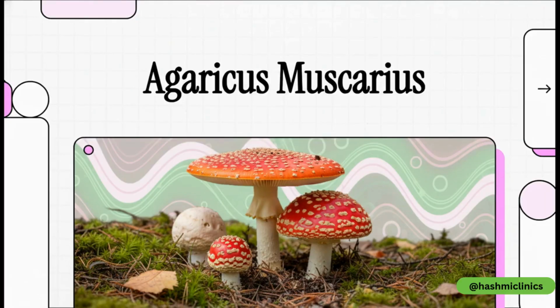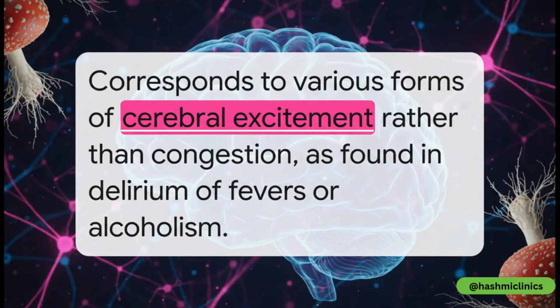Welcome! Today we are going to do a deep dive into Agaricus Muscarius. It's derived from the Amanita fungus, the Fly Agaric, and honestly, it presents one of the most fascinating and distinct neurological pictures in our entire Materia Medica. So let's start with the absolute central essence of the remedy, and it's captured perfectly in this one line.